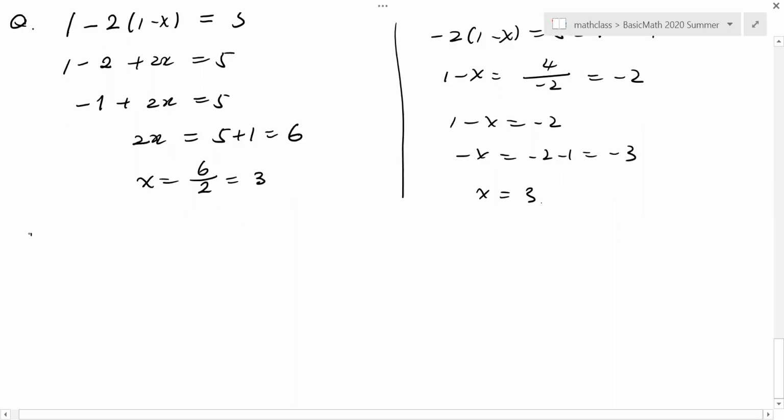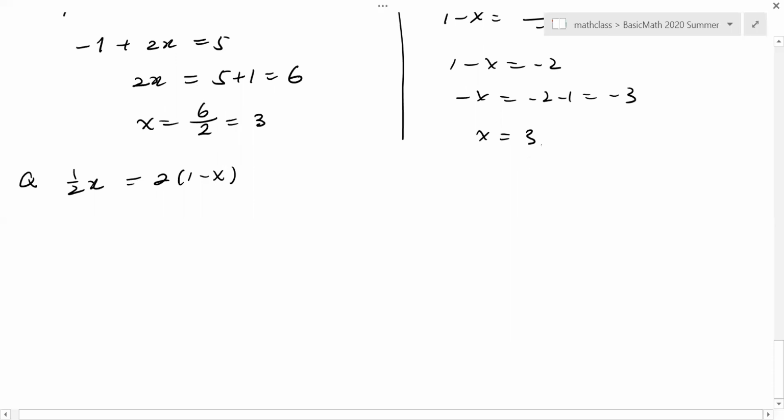All right, I'm going to ask you to do the next one. 1/2 of x equals 2 times (1 minus x). Yeah, please work on this.